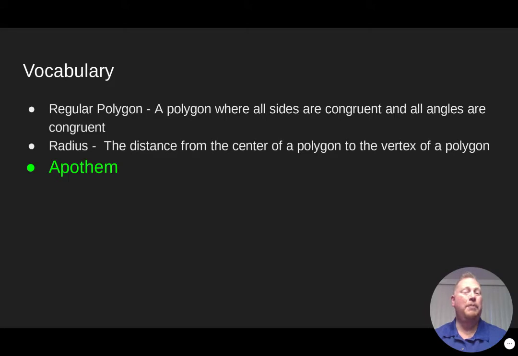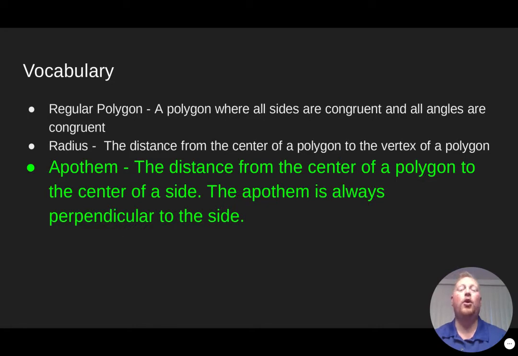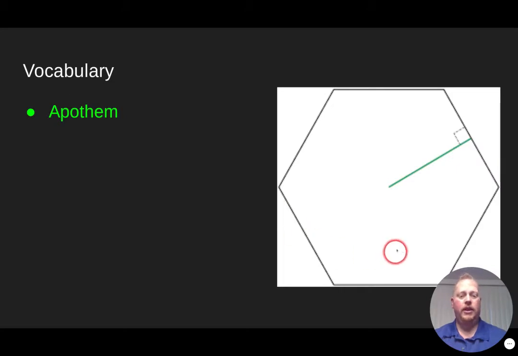Next thing, the apothem. All right, so we made a stupid joke earlier, but here's what the apothem is. It's the distance from the center of the polygon to the center of the side. The apothem is always perpendicular to that side. So let's take a look. Here we start at the center, and the apothem goes out to that edge, and it goes right to the middle of that edge. And it really has no choice but to make a right angle with it. So if you go from the center to this center, it will always make a right angle.